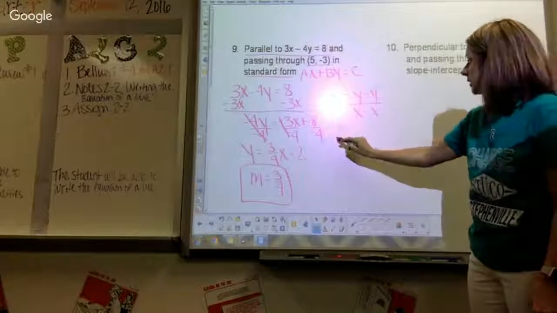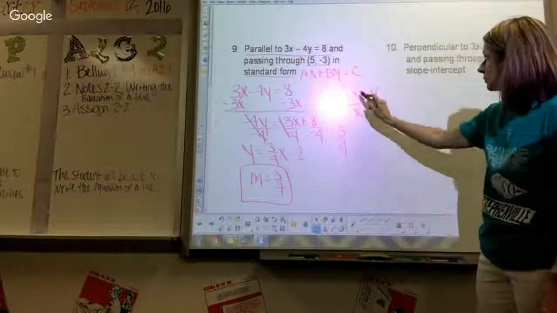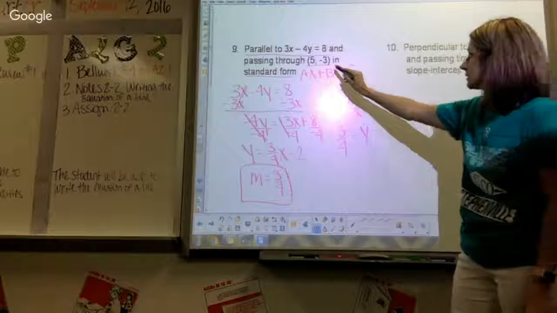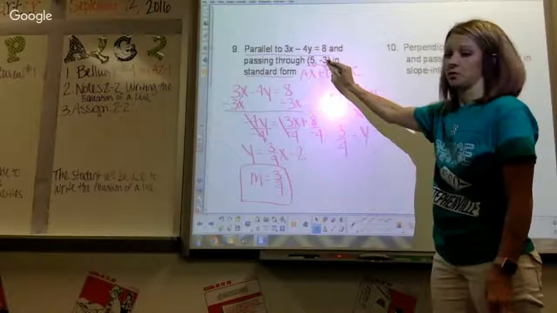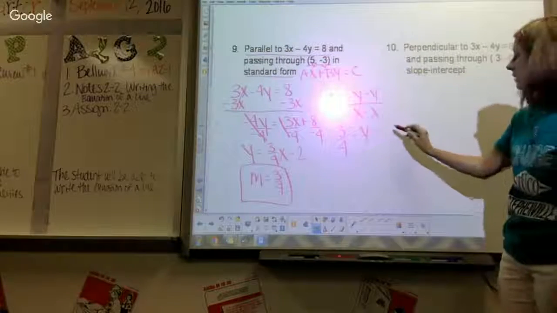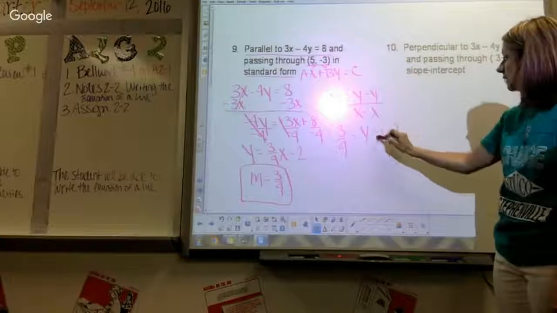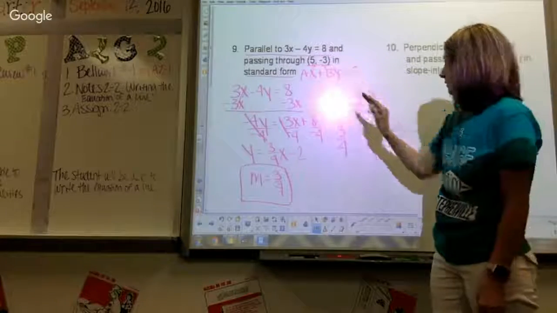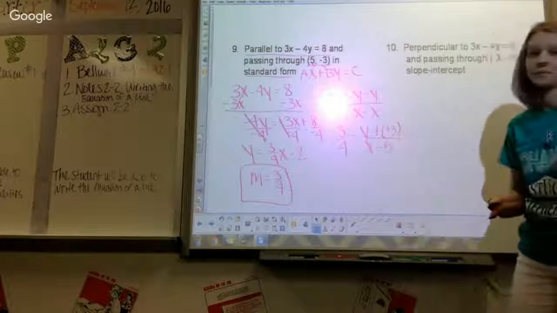M is going to be 3 over 4. Remember the first y we rewrite, minus your y value of your point, which is going to be a negative 3. We'll end up making that plus. X minus your x value of your point, which is 5.